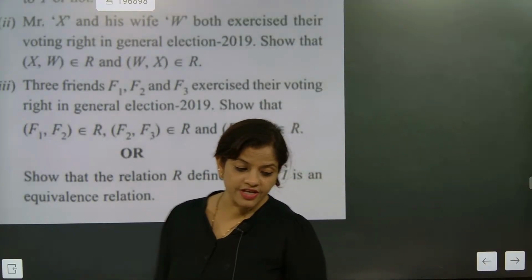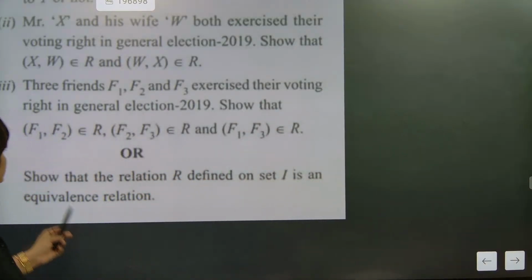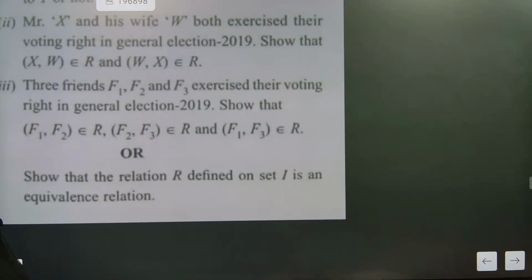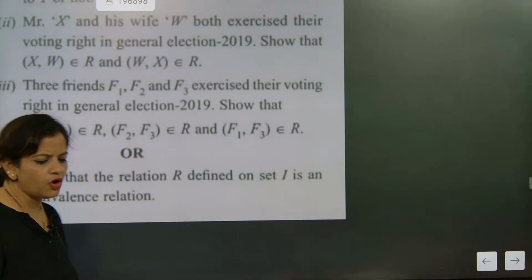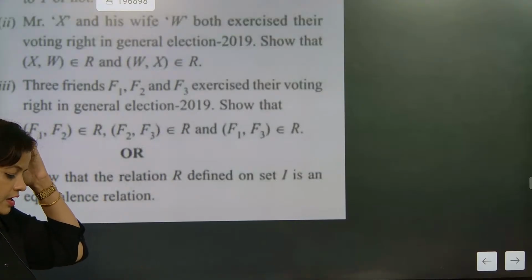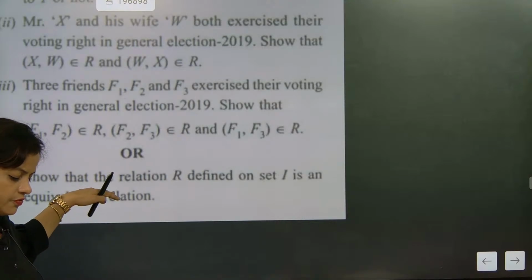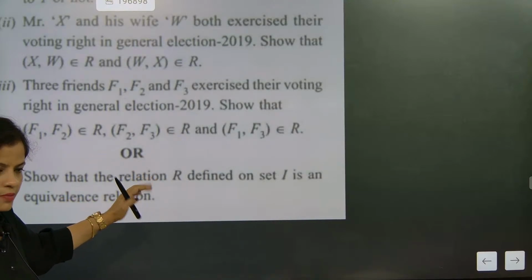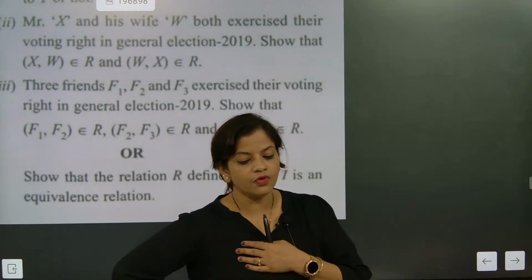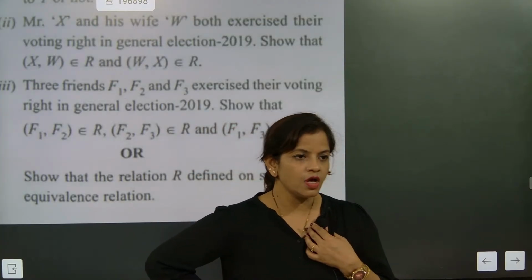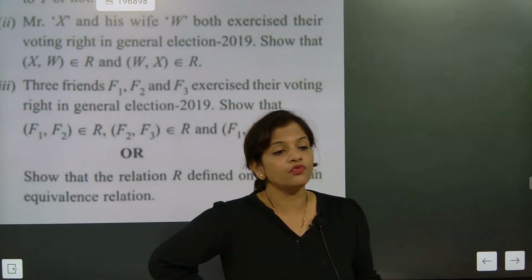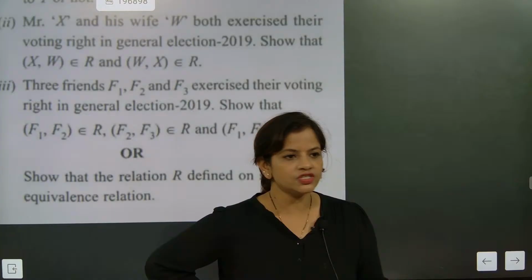Three friends exercise their voting rights in general election. Show that this belongs to this. Is the relation defined an equivalence relation? Yes, because everyone individually is casting the vote. Every voting person will be casting the vote. So I myself am casting the vote. That means if I am casting the vote, I am eligible to cast the vote. So me, my reflex, I can cast the vote. As a voter, I am eligible. So reflexive relation will be there.